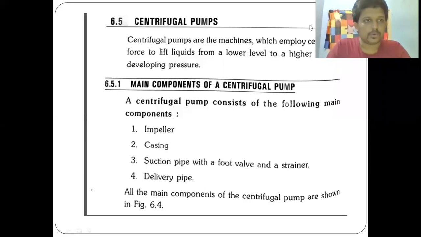Right. Good morning, guys. Today's class is regarding centrifugal pumps.